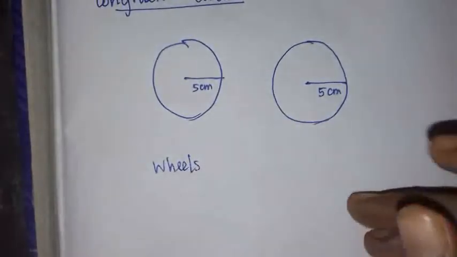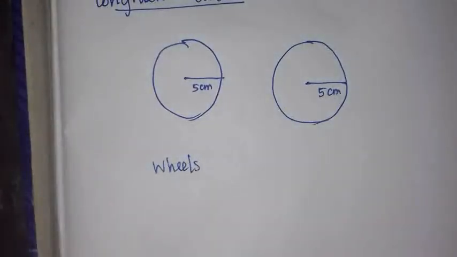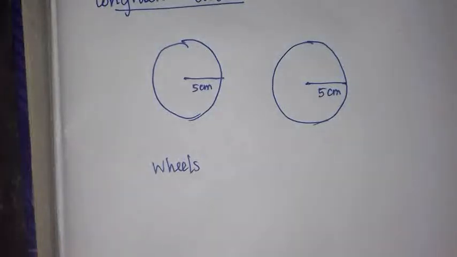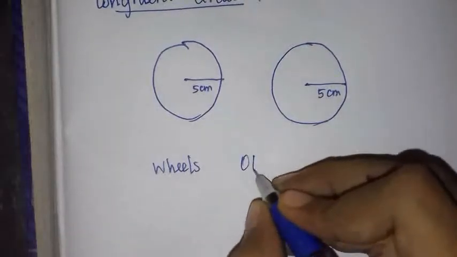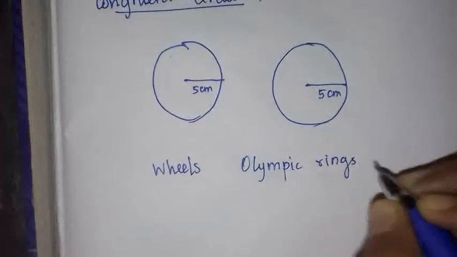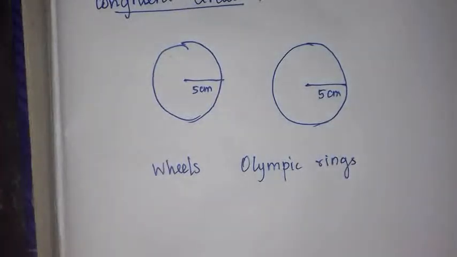Let's see some examples of congruent circles. Wheels: in a car there are 4 wheels, and the 4 wheels have the same radius. If one or two wheels of a car are bigger or smaller, then what will happen? We cannot sit inside the car properly. Am I right? So the wheels in a car should be congruent circles. Next, the Olympic rings are congruent circles. Like this you can also write some more examples.